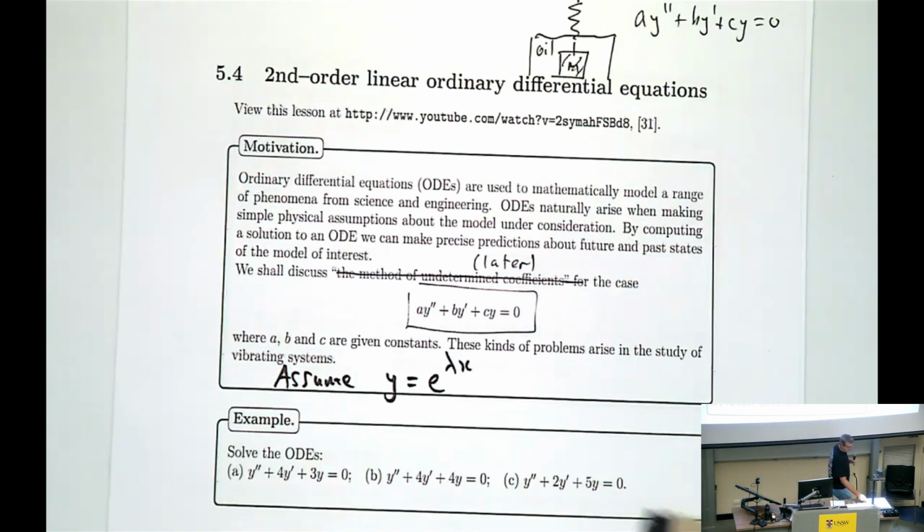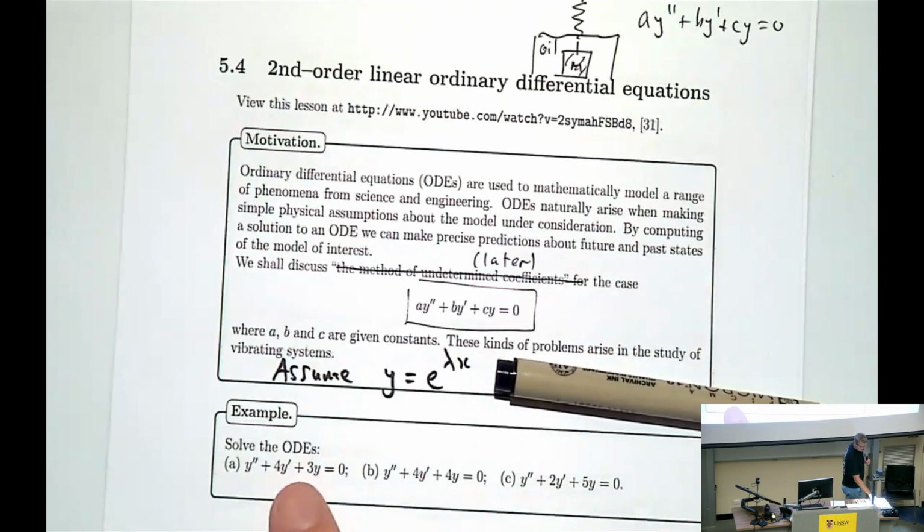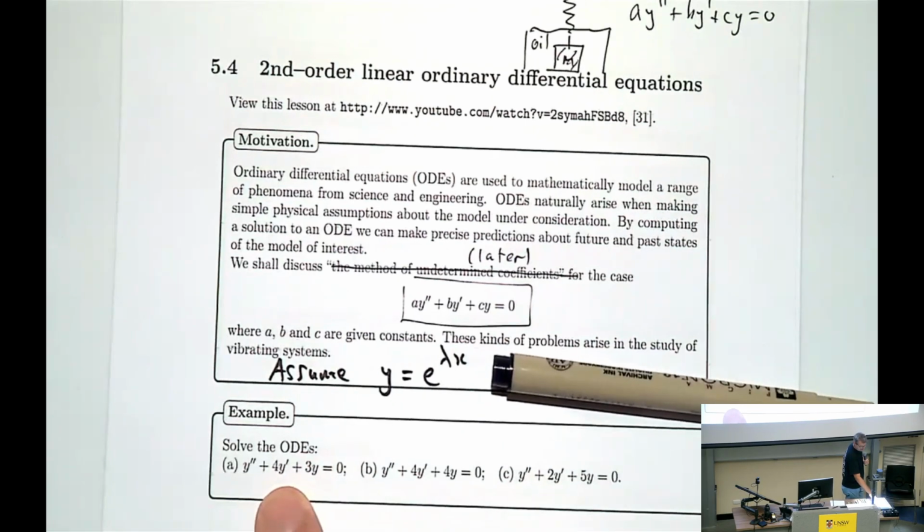Well, think about it. Let's look at the first problem, part A. You want a function that doesn't change too much when you differentiate it. Okay, so the double derivative plus 4 times the derivative plus 3 times the original function all has to cancel each other out and give you 0. Okay, so think about a function that doesn't change too much when you differentiate it. Exponential is one. Cosine, sine, they sort of oscillate. But exponential is a good starting point.